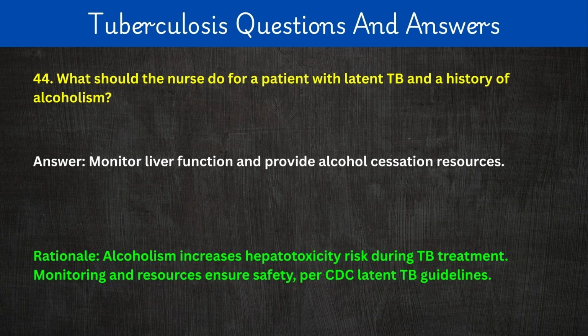44. What should the nurse do for a patient with latent TB and a history of alcoholism? Answer: monitor liver function and provide alcohol cessation resources. Rationale: alcoholism increases hepatotoxicity risk during TB treatment. Monitoring and resources ensure safety, per CDC latent TB guidelines.